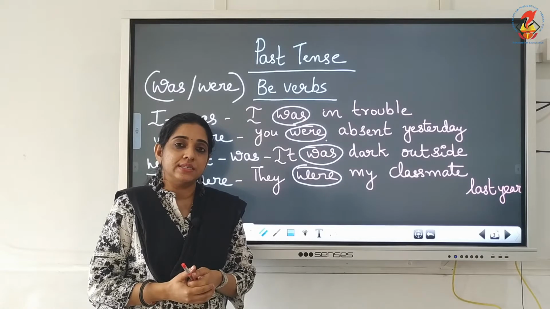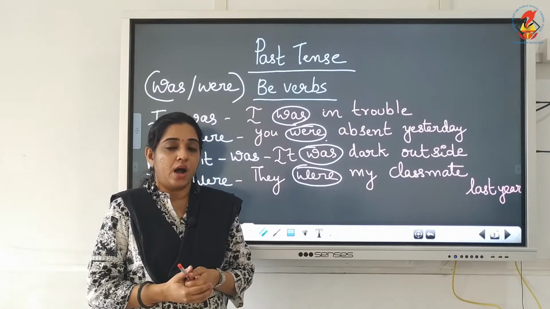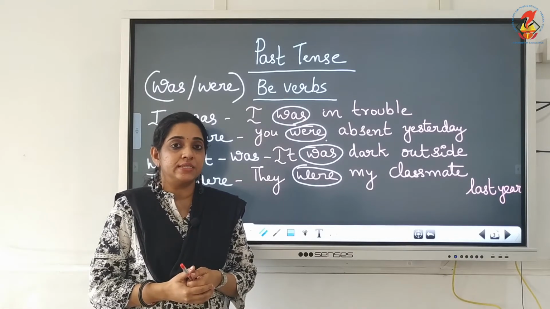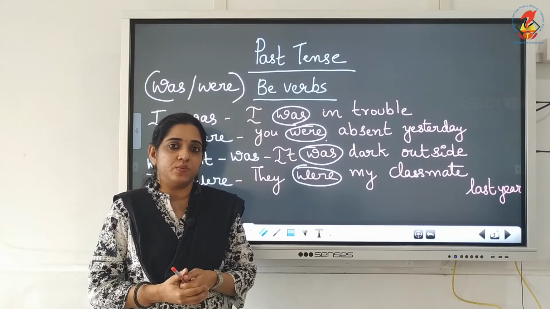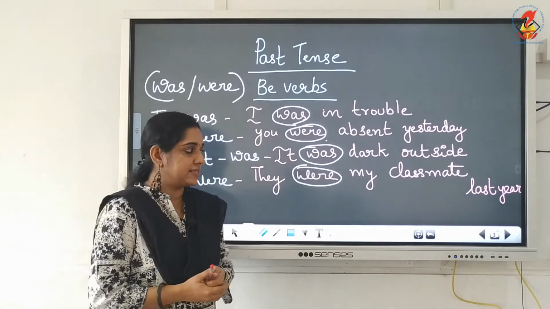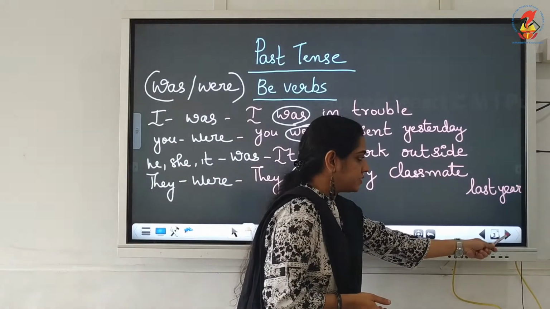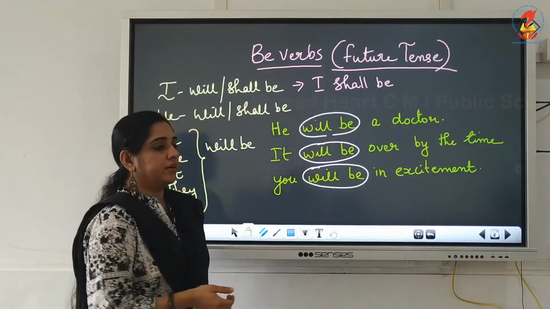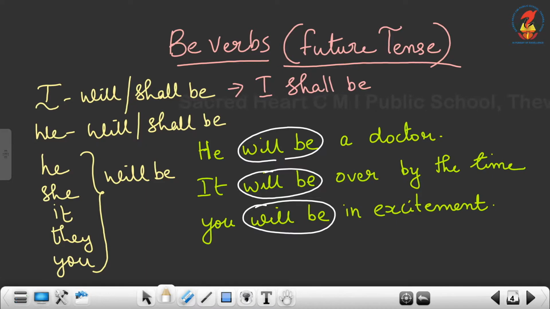Okay. Is, am, are will come in which tense? Present tense. And was and were comes with past tense. Now coming to the next topic, future. Future tense, be form of verbs in future tense will be or shall be.